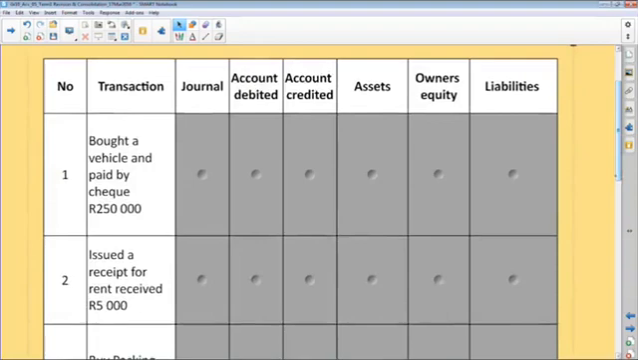So let's go and look at the first one. The very first one reads, you bought a vehicle and you paid by check, 250,000. Now, what I want you to do is write down in your workbook what journal you'll use, what account is debited, what account will be credited, and what will happen to assets, owner's equity, or liabilities if they are affected. I'm giving you 1 minute to complete this one.